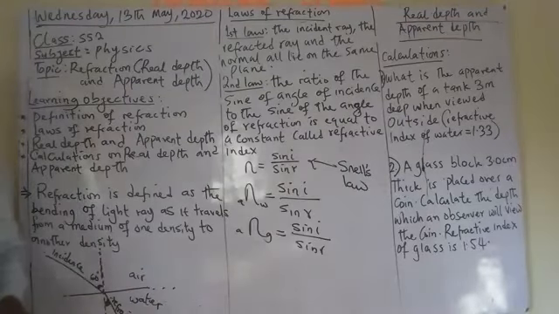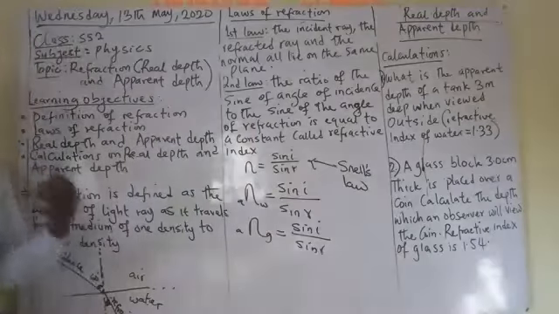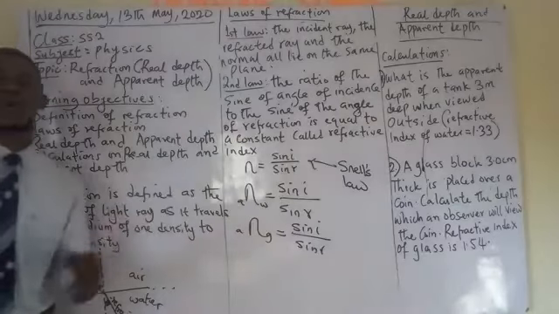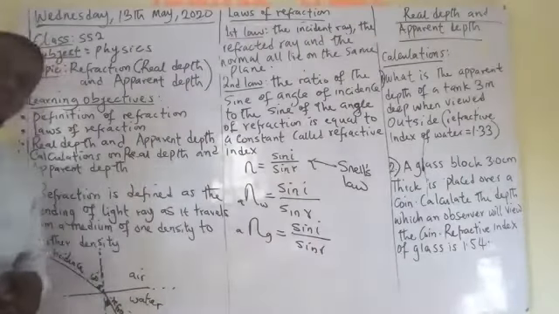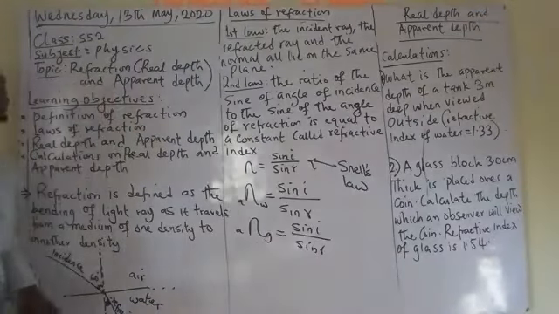Light can also travel from air to glass, or it can travel from water to glass, depending on the medium that light is traveling through. But for us to have the phenomenon of refraction, light must always travel from one density to another density.